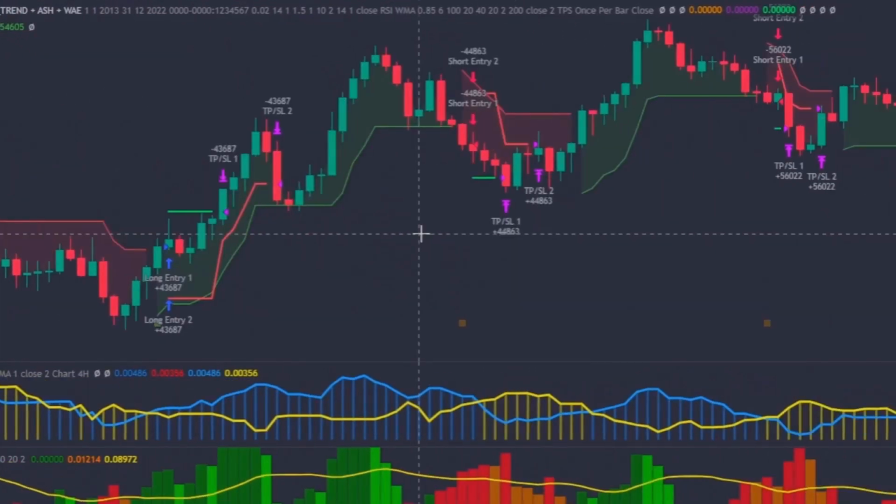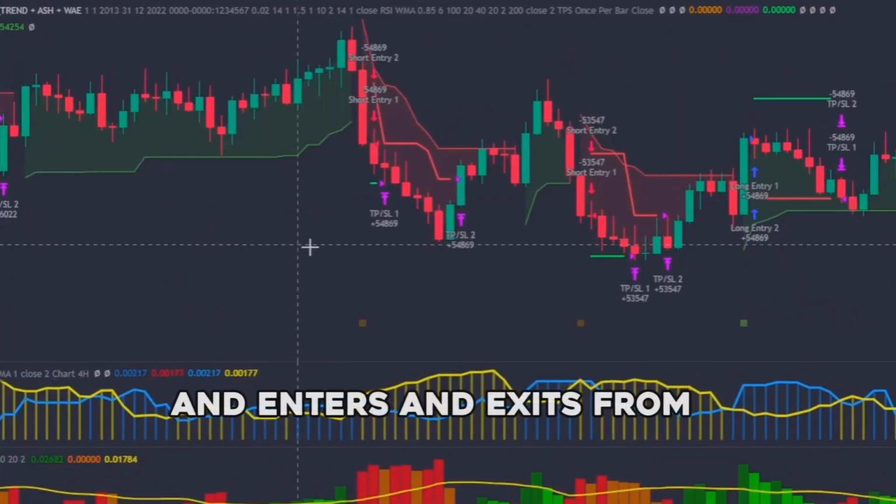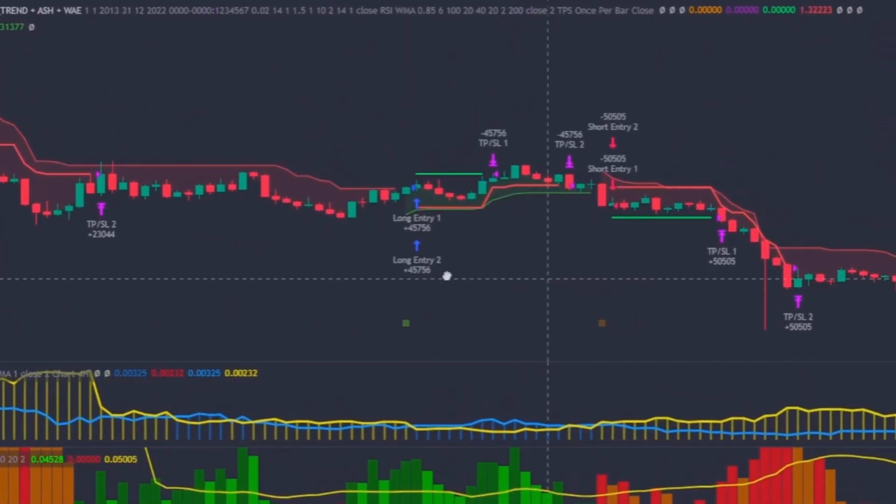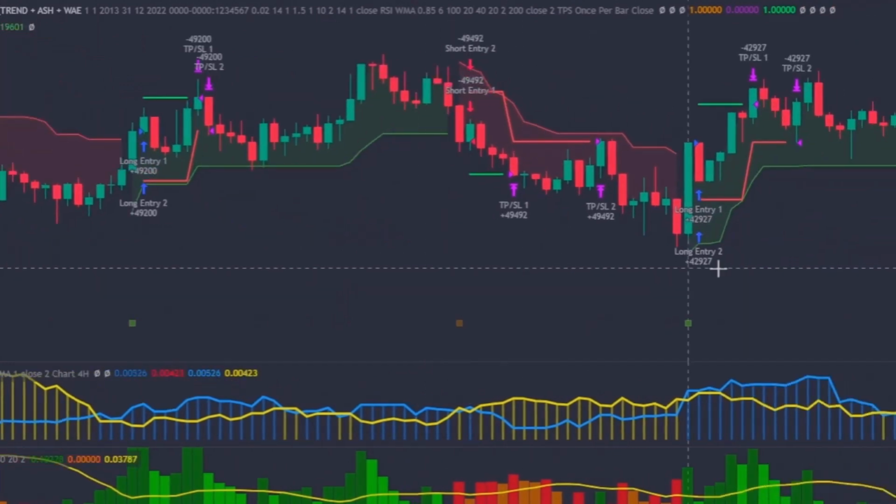This trading bot respects all the rules of the strategy and enters and exits from every trade in seconds and with high precision. And it also displays every trade on the chart with the respective stop loss and take profit levels.